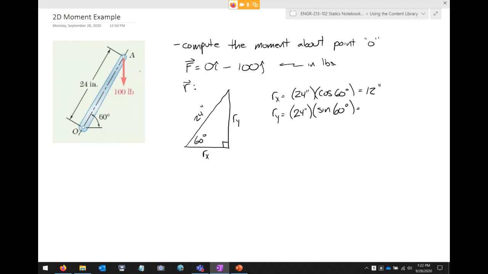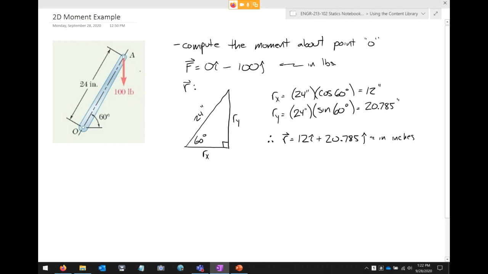So how about Ry? Somebody help me out. There we go, 20.78. So there we go. Good deal. All right. Now, therefore, R is 12i plus 20.785j in inches.